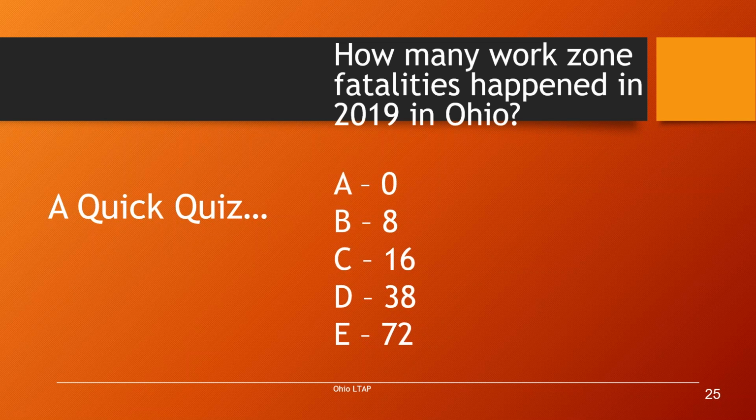All right. Well, we wish the answer was A, but I'm sad to report that it's not A. But the good news is it's not E or D, but the answer is C. Correct answer C. 16 people lost their lives in work zones in 2019 in Ohio. So if I had to ask you guys a question based on that answer, let's throw another question in there. What do you think?